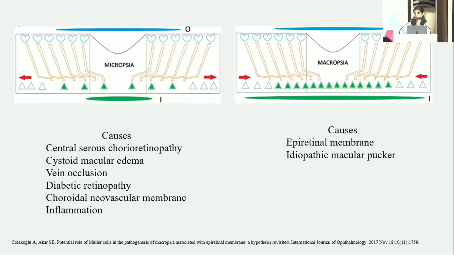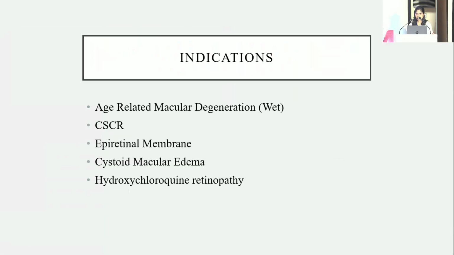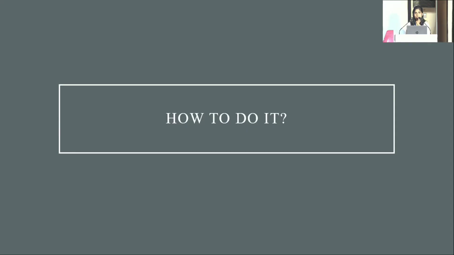Whereas macropsia is caused when an epiretinal membrane causes traction, which causes crowding of the cones, so that the same object now illuminates a greater number of cones. So the object image is also perceived to be larger. The indications for using Amsler's grid are age-related macular degeneration, CSCR, epiretinal membrane, cystoid macular edema, and hydroxychloroquine retinopathy. So how do we do it?